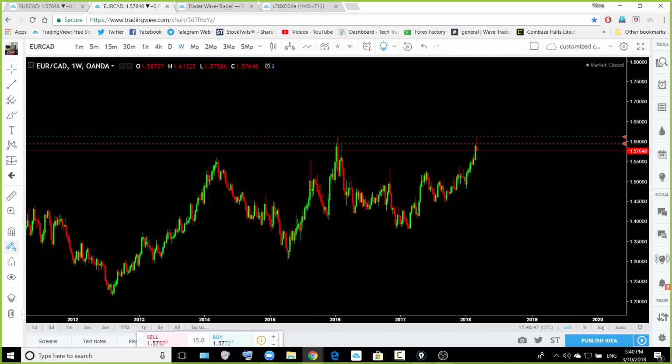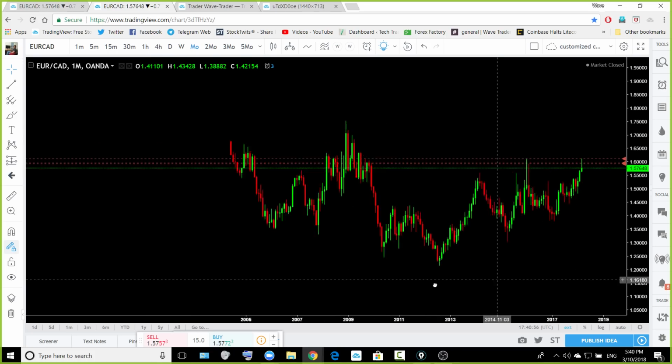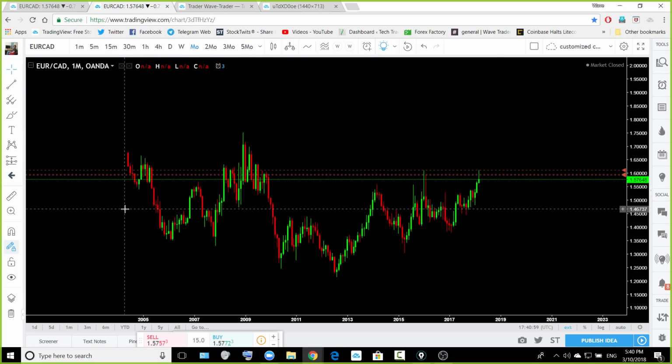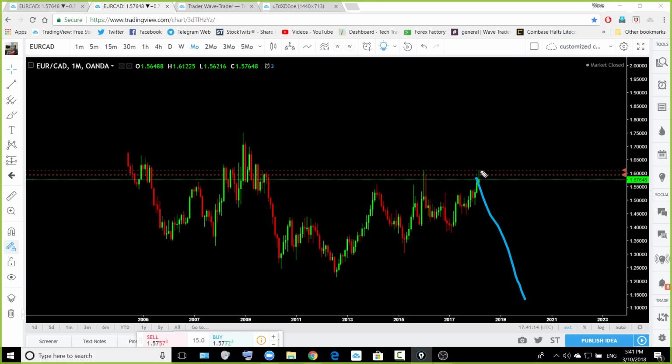So there is no way for the Euro CAD to keep pushing for upside because there is no trend on this pair. You see that? It has been in a sideways market since almost 2004. Since 2004, it is in a sideways market. So it has to get down. It will not keep rising like that. Almost all Euro pairs have to get down.